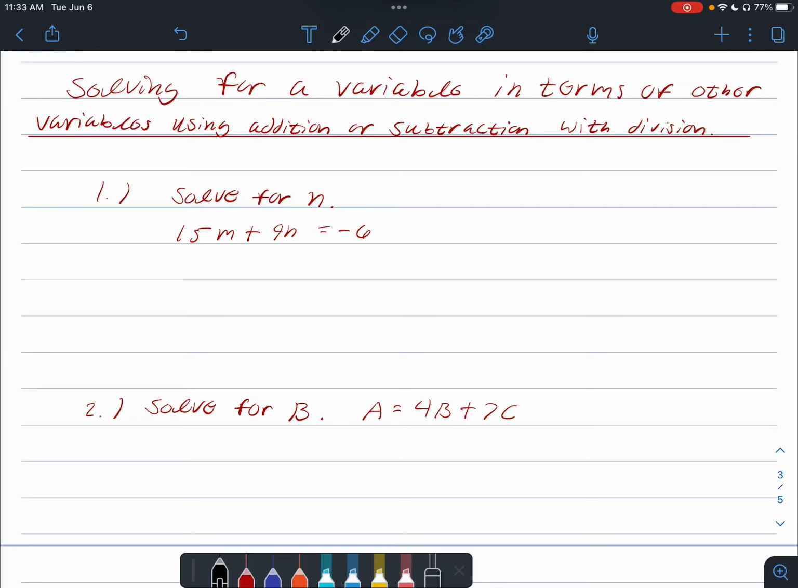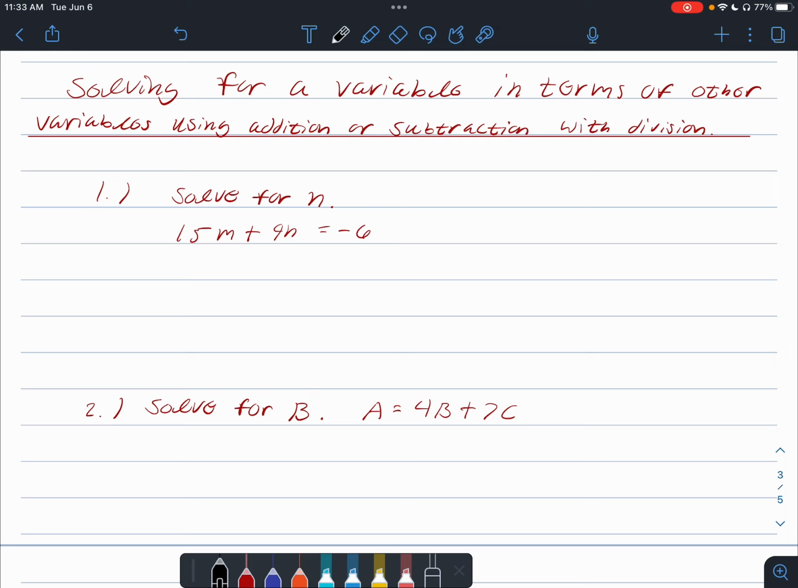In this one, we're going to be trying to solve for some variable in terms of other variables. And in this particular section, we're going to be using addition or subtraction, and there may be some division or potentially multiplication as well. Okay, so I have a few examples laid out here.